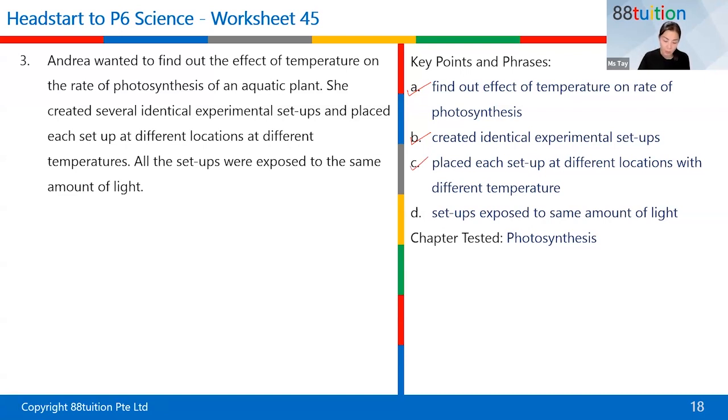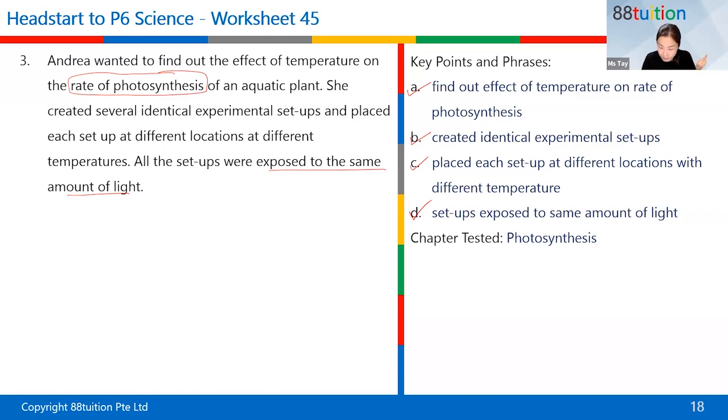Okay, and then the setups were exposed to the same amount of light, right? So if you have guessed correctly, you should have guessed that it's photosynthesis. How to guess? Because exposed to the same amount of light, okay? Then they already also tell you it's about the rate of photosynthesis. Without the rate of photosynthesis, sometimes the questions don't give you. You should be able to guess already somehow, somewhat, what the question is about.